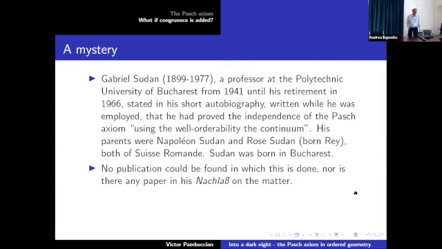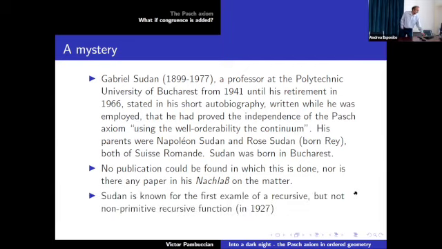For example, in the 1970s, some researchers in recursiveness in Romania found out that actually he gave the first example of a recursive, non-primitive recursive function a year before Ackermann. And so they made a big fuss about it. They organized a conference and so on, and he refused to even show up.